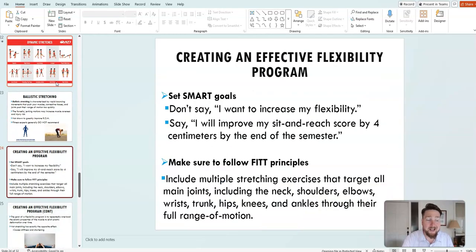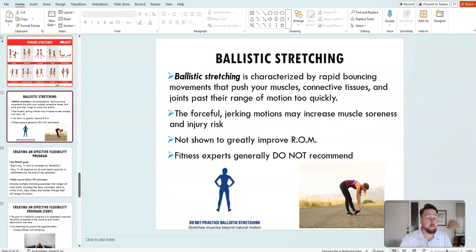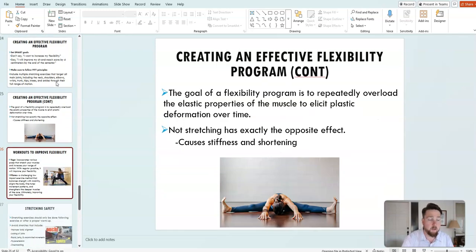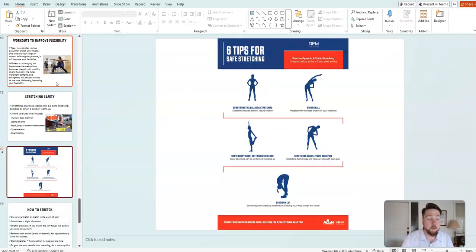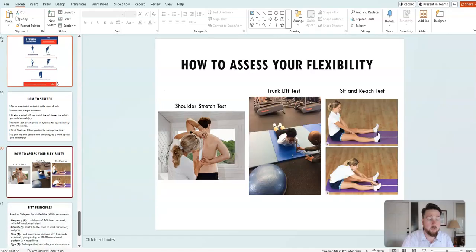Ballistic stretching is not recommended. It's just I'm forcefully trying to reach to a certain point. Okay. You don't want to jerk. You don't want to force yourself because that's where you can get injured. All right. And you got yoga and Pilates to work out stretching safety. Make sure y'all know these as well. These assessments to test your flexibility: shoulder, trunk, and sit and reach.